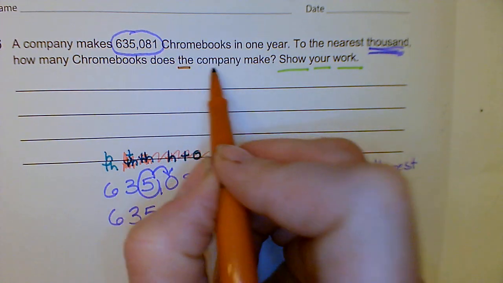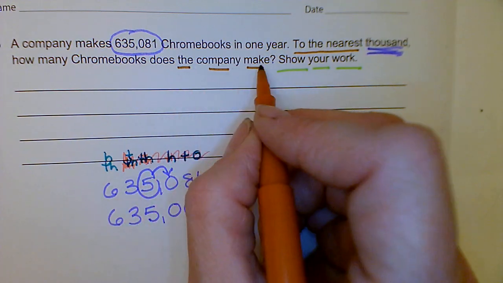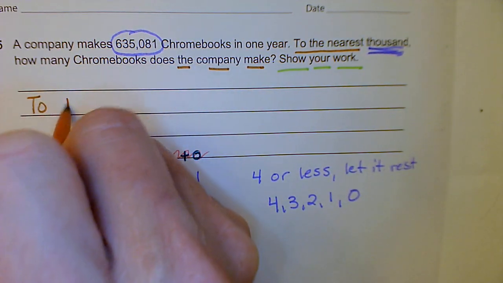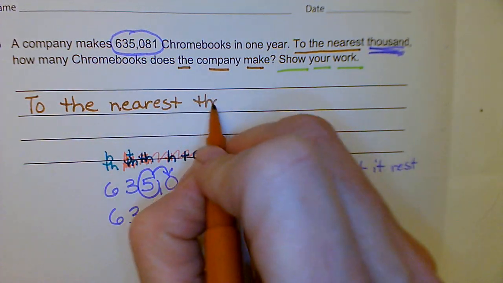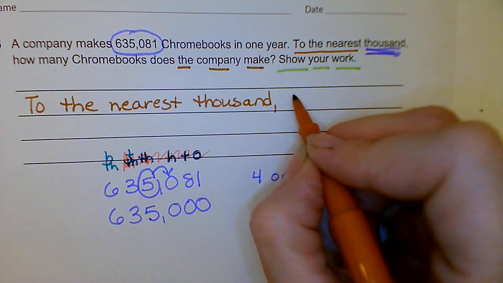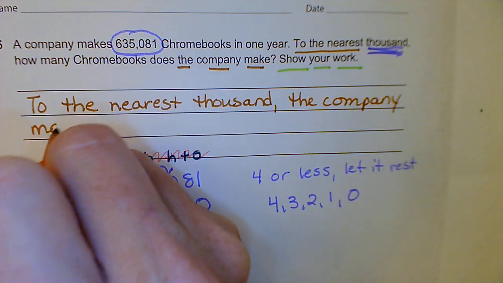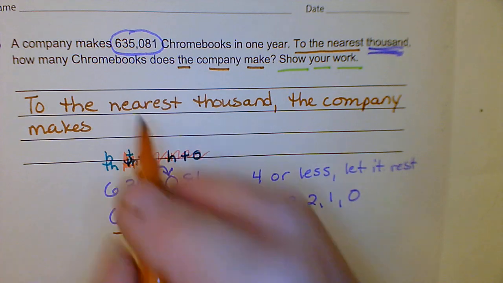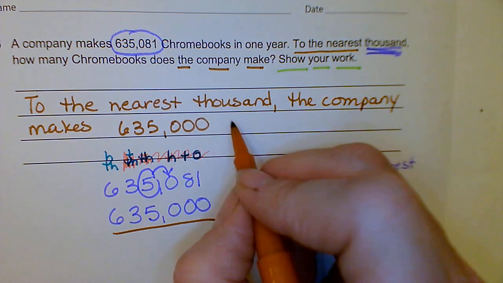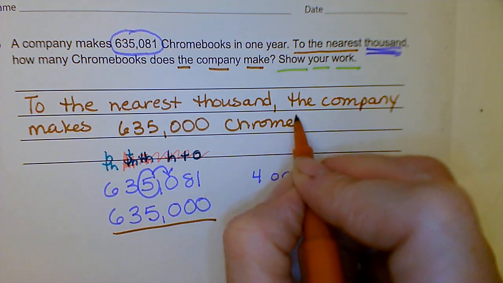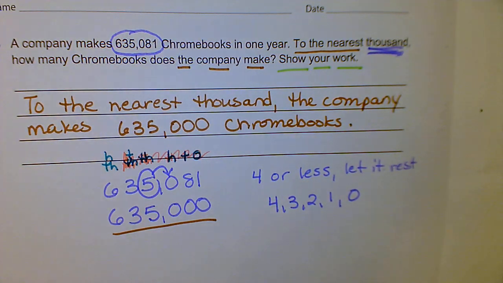We're going to say, to the nearest thousand, the company makes, and then I'm going to write this number, 635,000 Chromebooks. Okay, so we're doing great here.